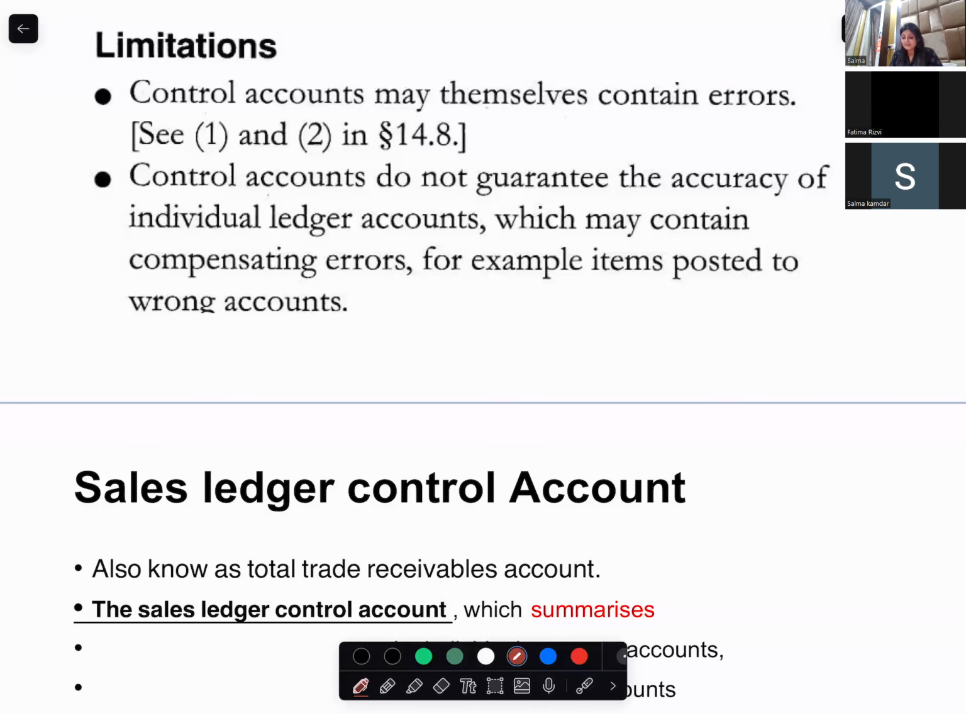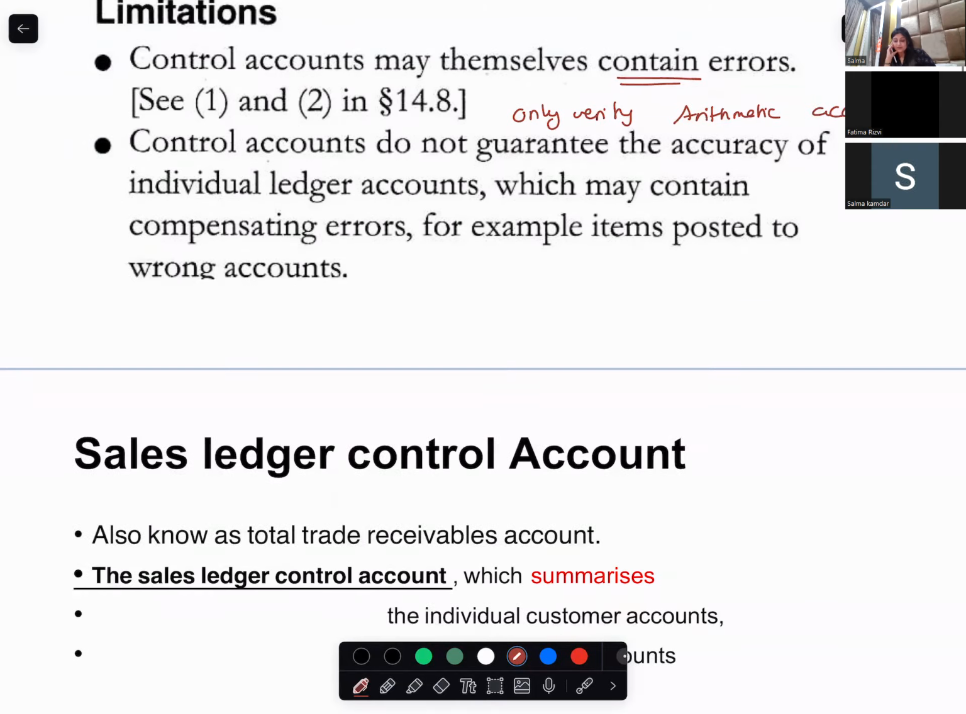Sometimes the person who's making the control account itself has errors. So how will it check the frauds? And another thing is that a control account will only verify arithmetical accuracy. That means it will only tell you about the maths, addition and subtraction accuracy. If there are compensating errors or other errors, that is not located by control accounts.